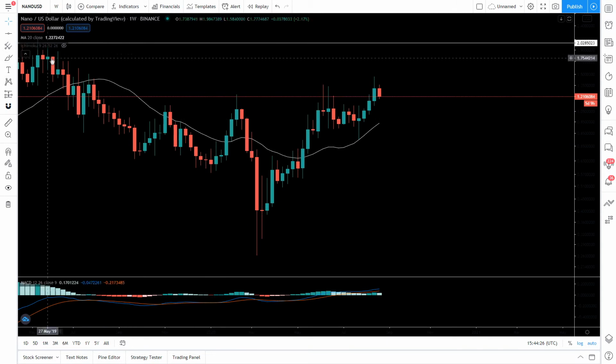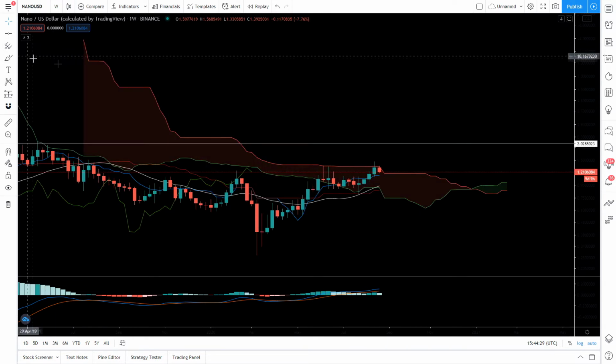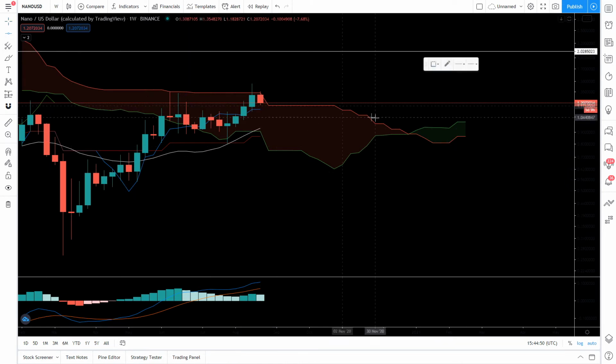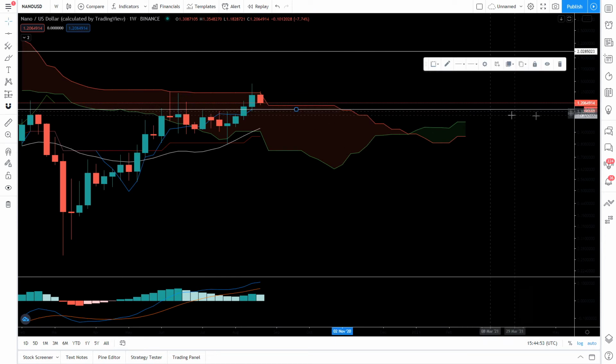Let me enable the Ichimoku cloud real quick to see where the immediate resistance and support are. This blue line and red line here will act as support as well as resistance. If you are under this blue line or this red line, it is going to act as resistance. But now we are above this line, and it's now going to act as support. So I can very confidently say that $1.13 is now going to act as support.